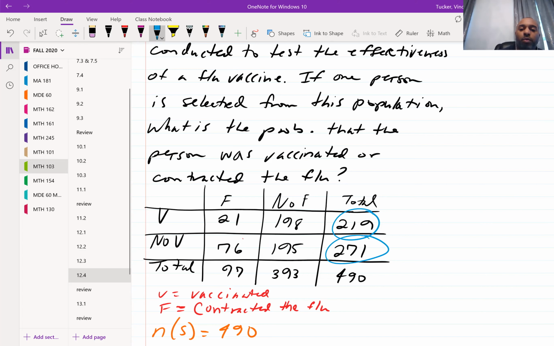271 is just all those who were not vaccinated. This 490 is just the total number of people, period. 393, no contraction of the flu, and then 97 people actually contracted the flu. So that's how you would read that chart.